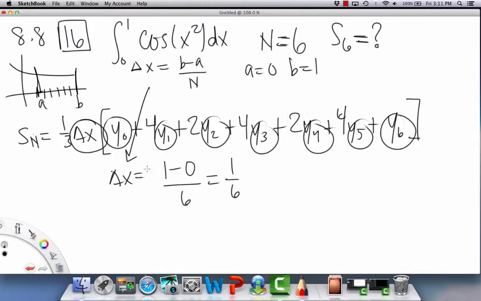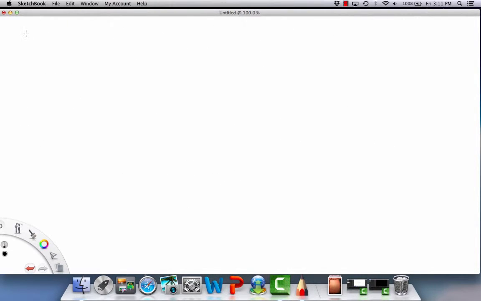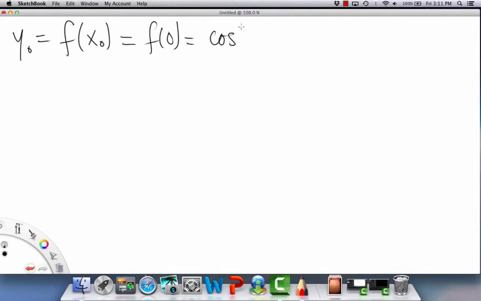Alright, so I'll show you how to do that on the next slide. We're going to need some room. Okay, so y naught equals f evaluated at x naught. And as we know, x naught is our first value, so that's our a, which is 0. So we just want to know what f of 0 is. So that would be cosine 0 squared, which equals 1. So yay, that's the first one. And now we have to do all the others.